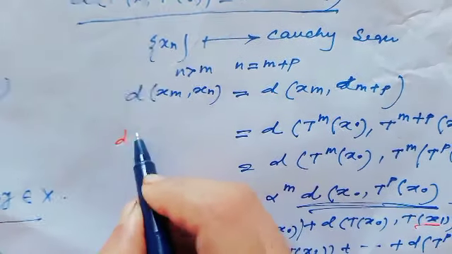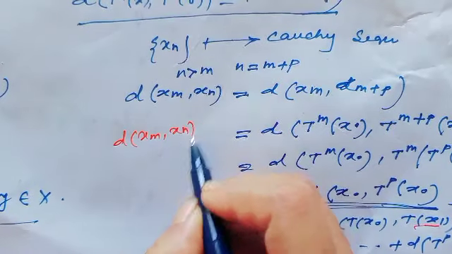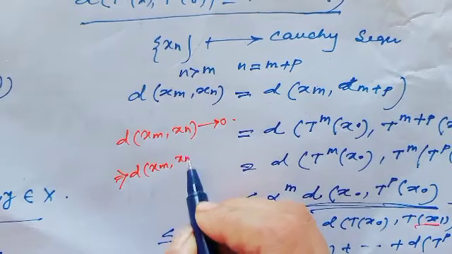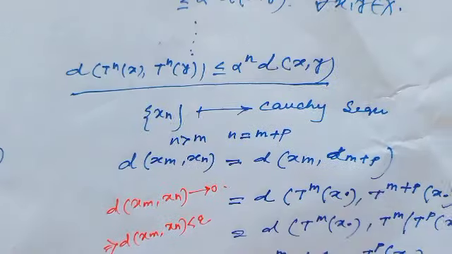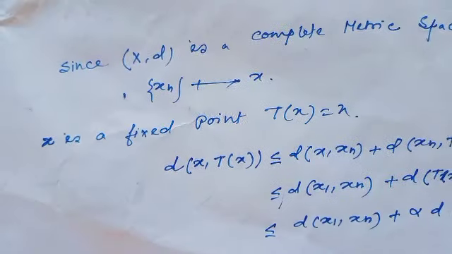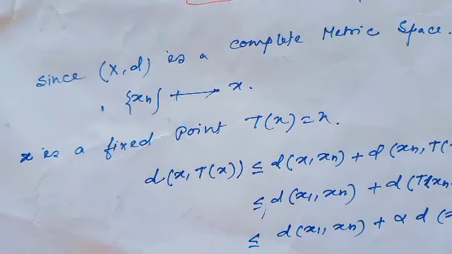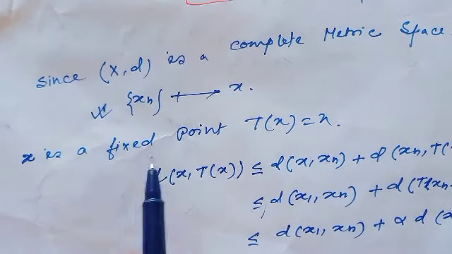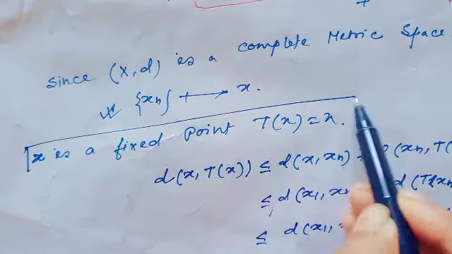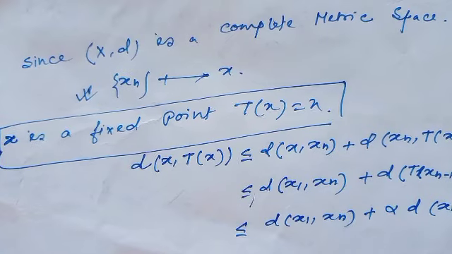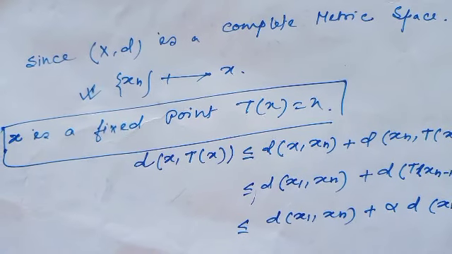D of xm comma xn tends to 0 means obviously the distance between xm and xn is less than epsilon. Therefore the sequence xn is a Cauchy sequence. It is given that the metric space is a complete metric space. Therefore the sequence xn converges to x. And now we have to prove this x is actually a fixed point. That means we have to prove t of x equal to x.